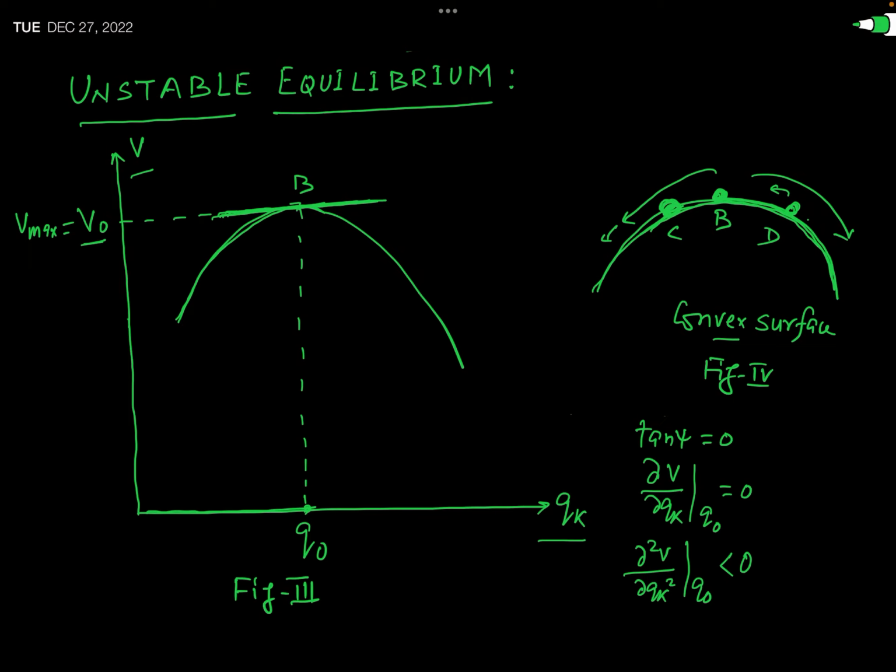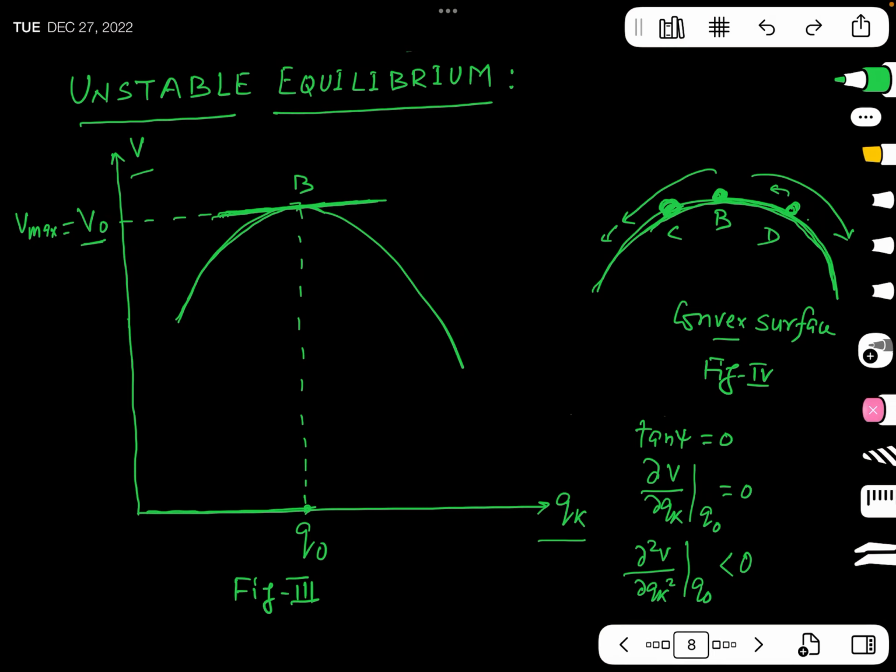And this also corresponds to the unstable equilibrium. So in one sentence, you can say that the state of the system when its potential energy function is maximum, that is called the unstable equilibrium state. When V is maximum, that is the unstable equilibrium state. When V was minimum, that was the stable equilibrium state. And when V is maximum, that is the unstable equilibrium state.